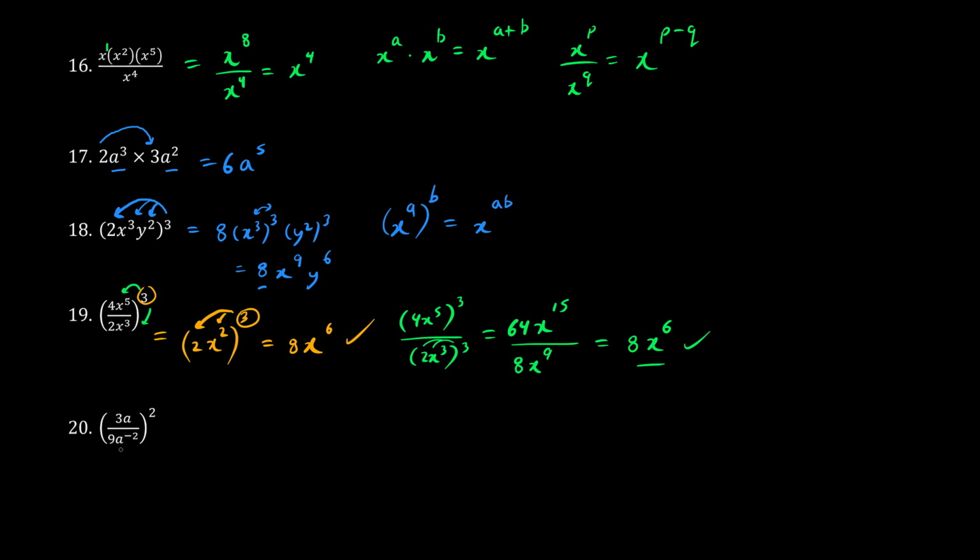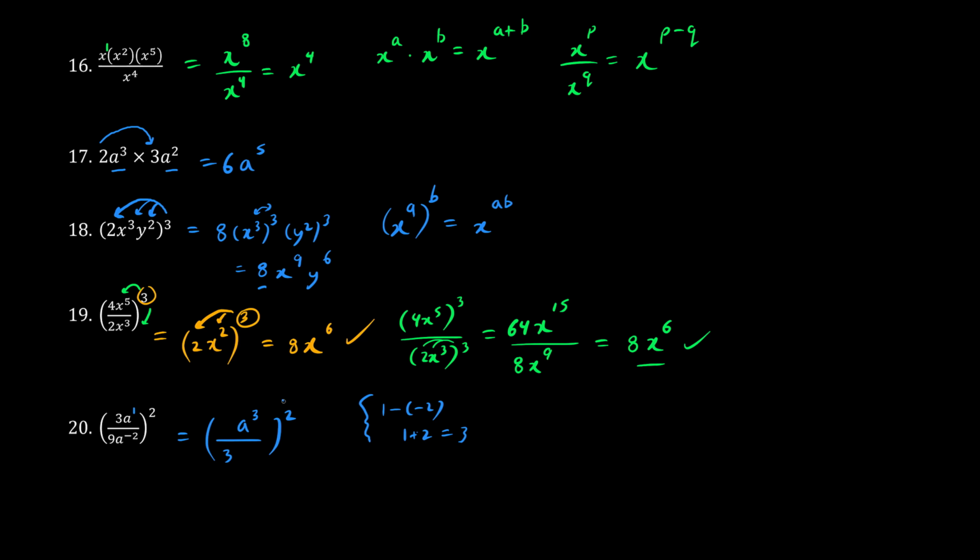And finally, for question 20, let's clean up the inside first. 3 divided by 9 becomes 1/3. I'm not going to write the 1 here because I think there's going to be a result. Now there's a hidden 1 here for the a. We have the same base a. What's 1 minus negative 2? Now be careful. I'm just thinking on the side here. What's 1 minus negative 2? 2 negatives become a positive. So we have a cubed.